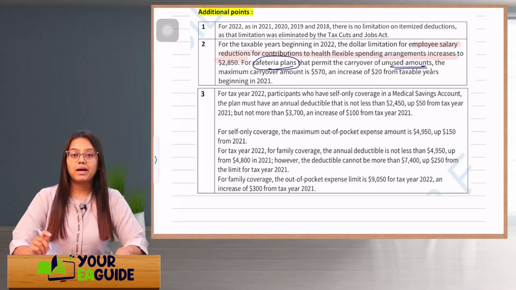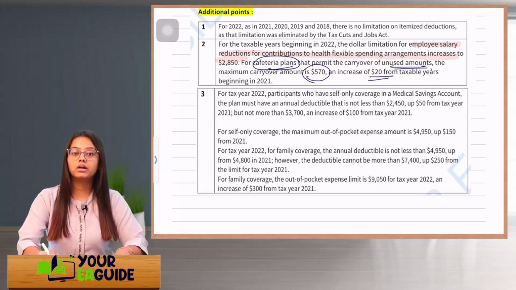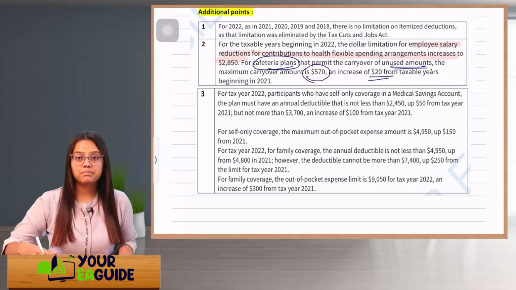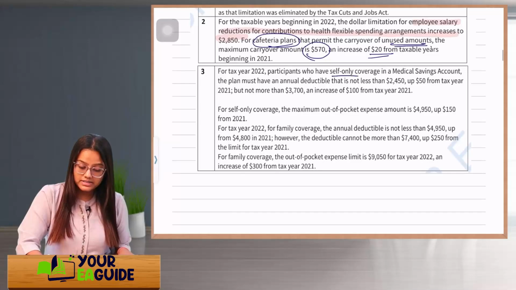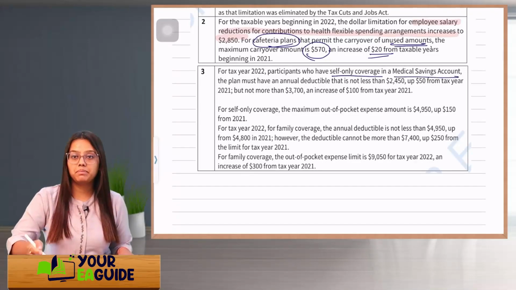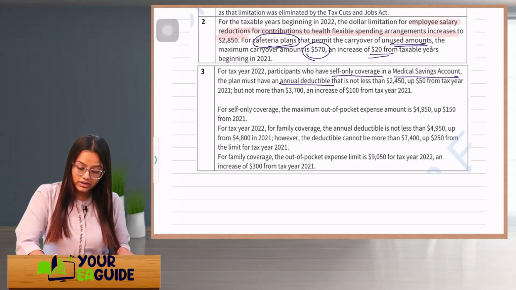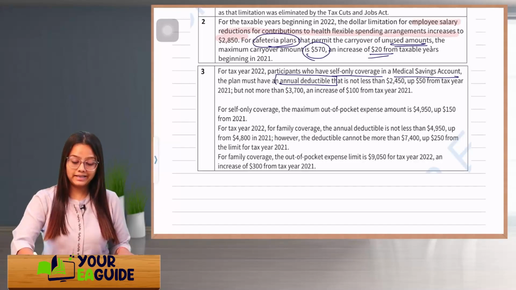Okay, so the maximum carryover amount will be 570, an increase of 20 from the taxable year beginning 2021. Next, if you have participated in a self-coverage medical MSA plan, medical savings account, the plan must have an annual deductible that is not less than 2450.